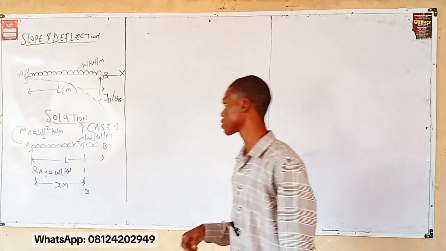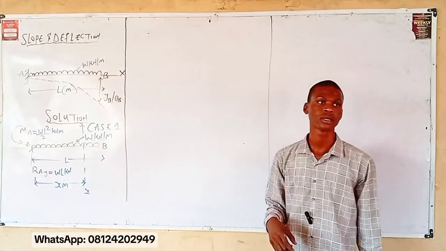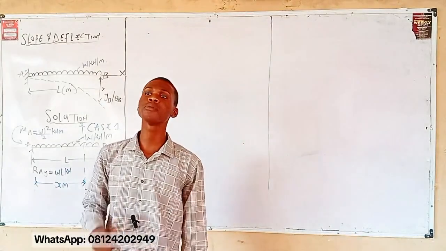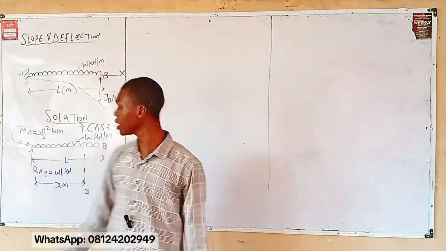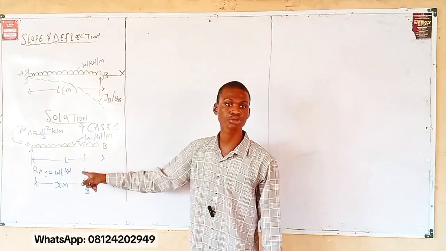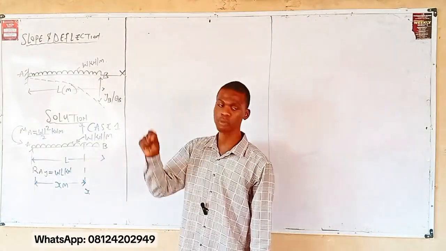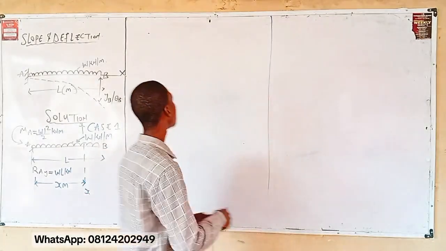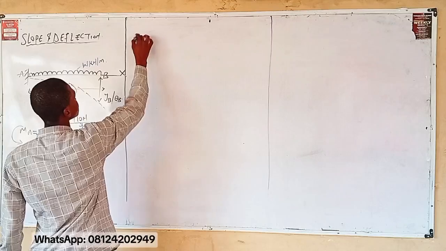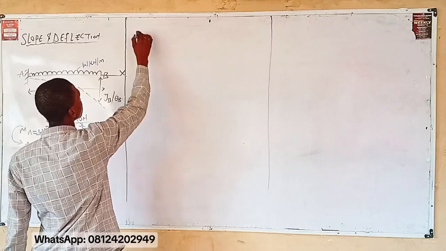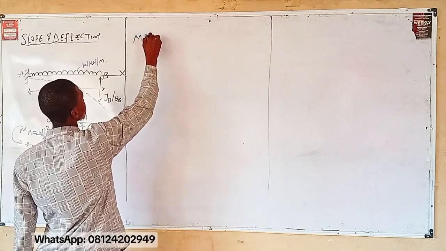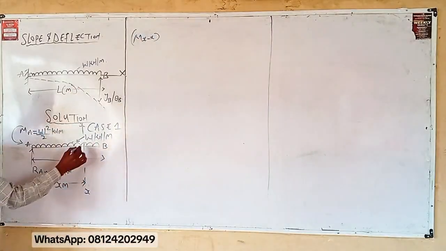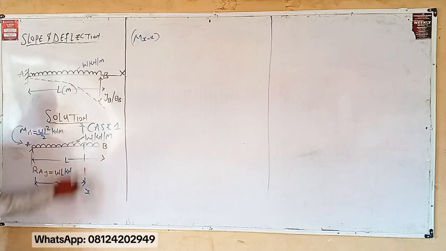Now what's the next step? Take moment about point XX. Take moment about the point you've sectioned. Meaning this point that you've sectioned, you are going to take moment about the point and denote the moment as MXX. Let's get the value of this MXX, meaning the moment about this point. This is the line of section. So you want to get the moment about this point.